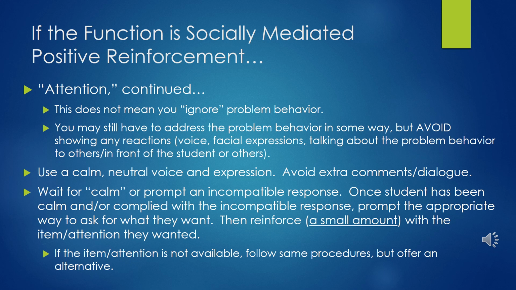Then once they imitated or responded in the appropriate way, we would reinforce a small amount with the item or attention they wanted. Again, that's where that differential reinforcement comes in. If they asked appropriately the first time without all the problem behavior, they could have the reinforcer for more or more amounts. If the item or attention is not available for some reason, we would follow these same procedures, but then you would have to offer an alternative of some sort.